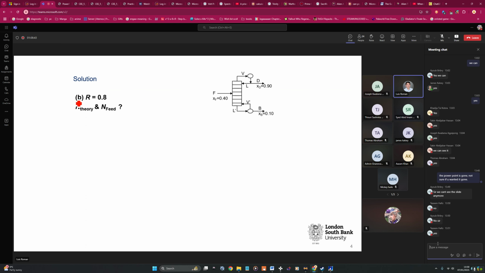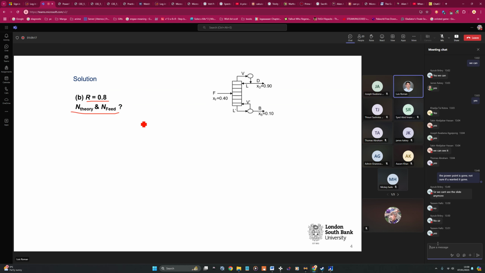So part B is, okay, if you're using a reflux of 0.8, then what's the number of theoretical stages and plates and the feed plate? Okay, so in this case it is about the theoretical plates and the feed plate of the column. So then you have your sketch of the distillation column, and you put the information that you have.